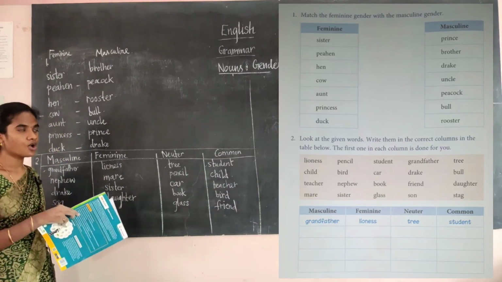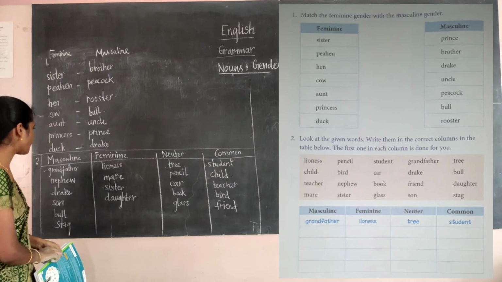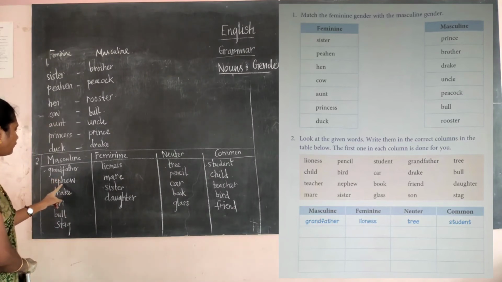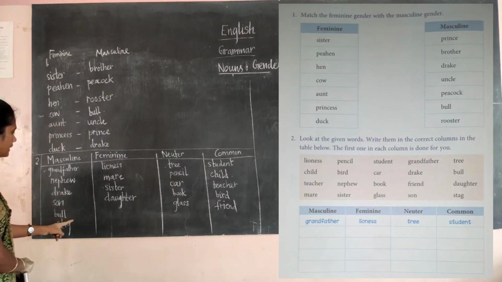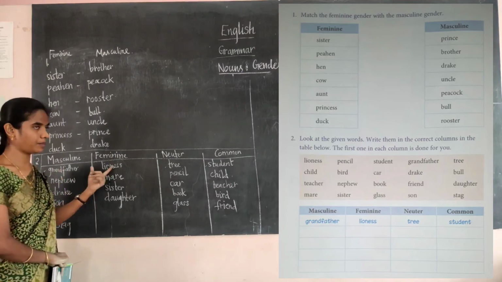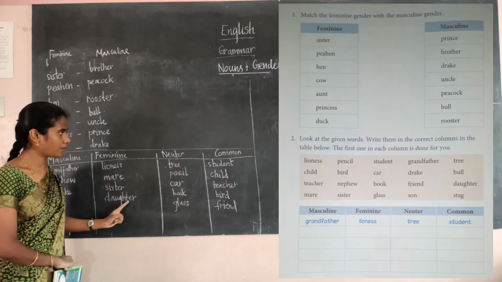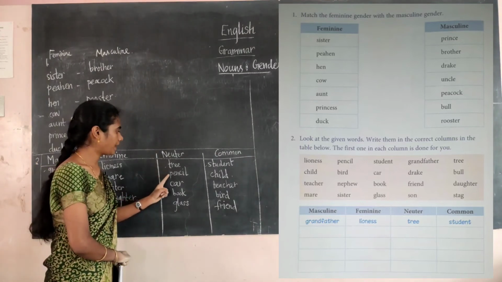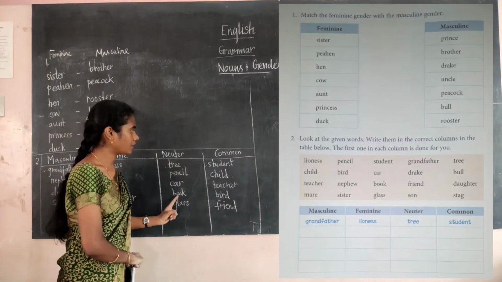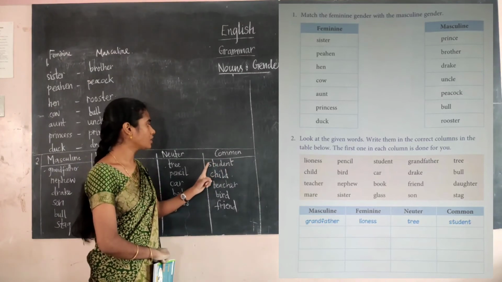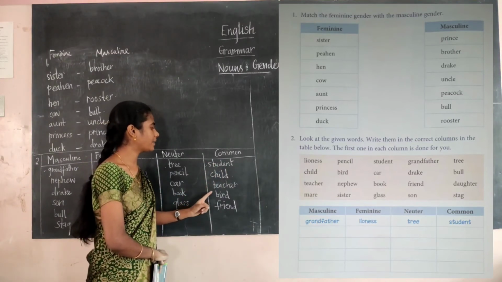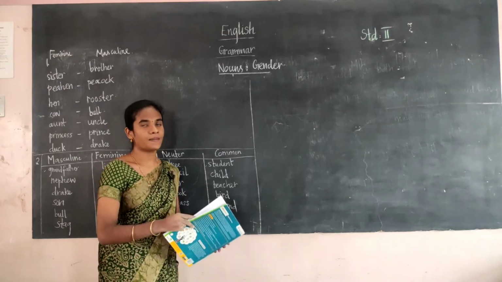We have finished. Now we shall read out the words. What are the masculine ones? Grandfather, nephew, drake, son, bull, stag are the masculine. What are the feminine ones? Lioness, mare, sister, daughter are the feminine ones. What are the neuter? Tree, pencil, car, book, glass are the neuter ones. And what's the common one? Student, child, teacher, bird, friend are the common gender nouns.